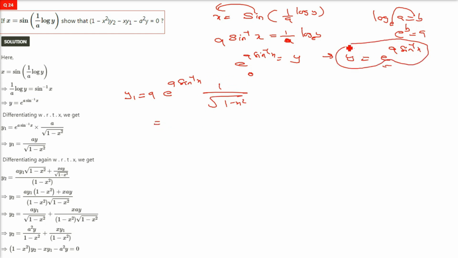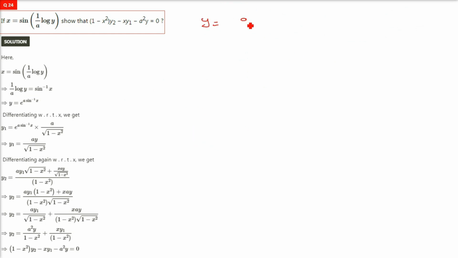So what is this? y equals e to the power a sine inverse x. So this is nothing but y. So y1 is equal to ay divided by under root 1 minus x square. y1 is equal to ay by under root 1 minus x square. Okay, now what we'll do here is, a we will use later. Just keep it aside. We have y by under root 1 minus x square.